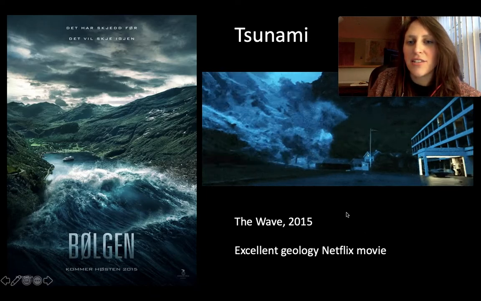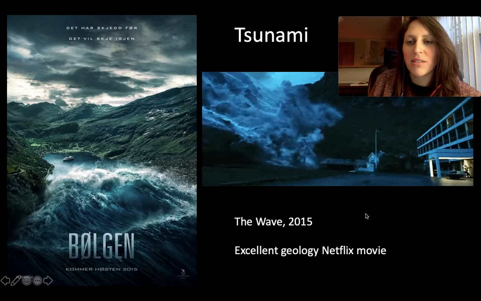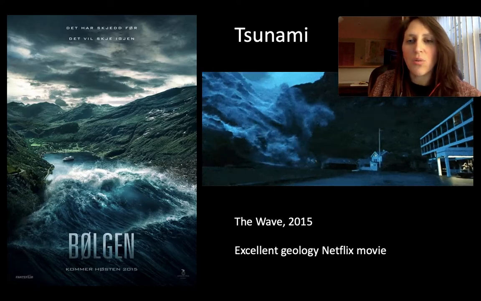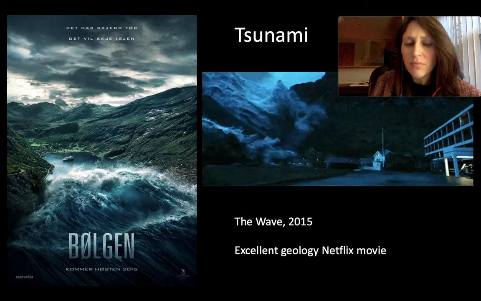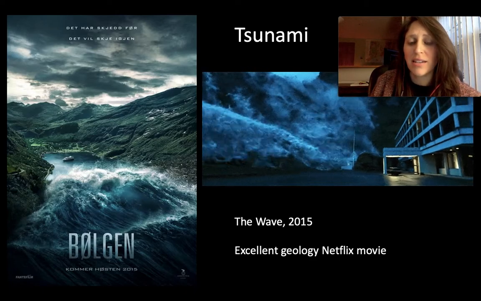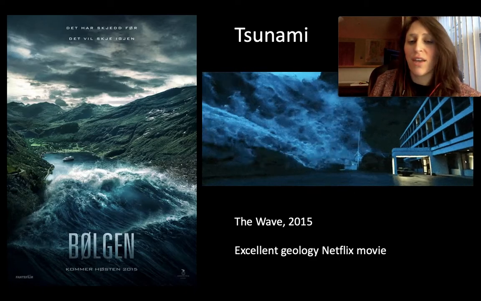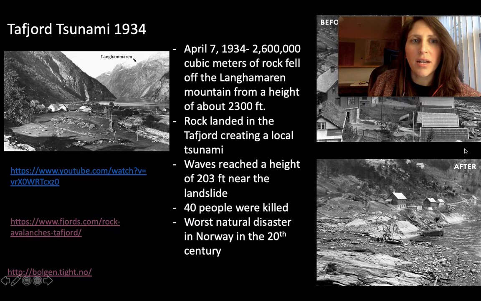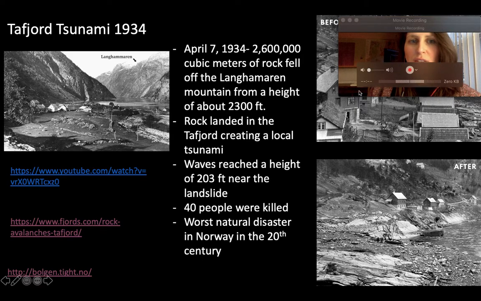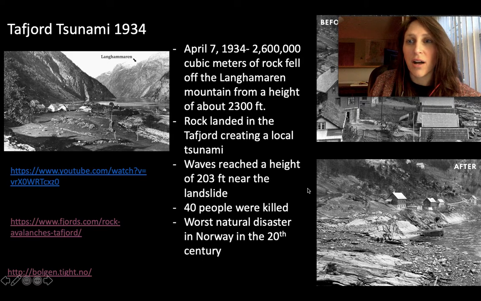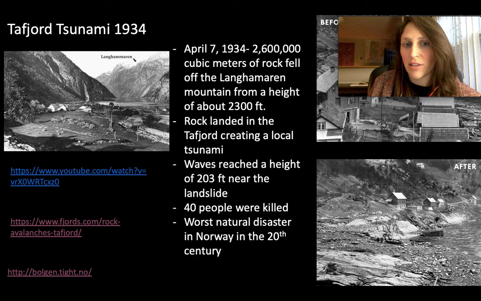But this is a nice GIF showing you what happens to this poor community. So why is this happening? Well, what's really cool about this movie is that it is actually based on an event that happened in 1934. This movie is based on this glacial community, a small community at the base of a glacial valley. They're nestled in this fjord, right?